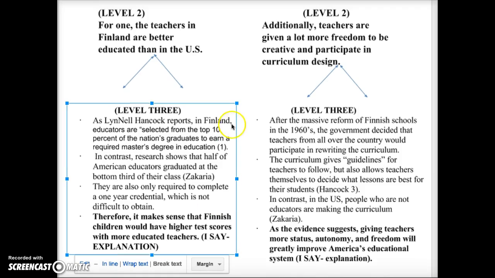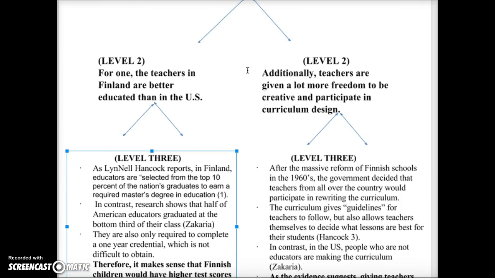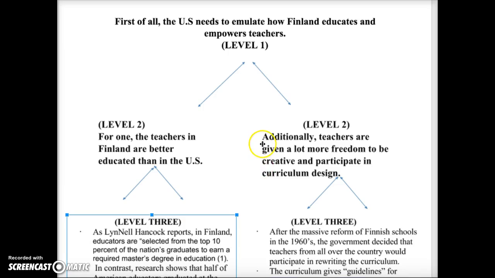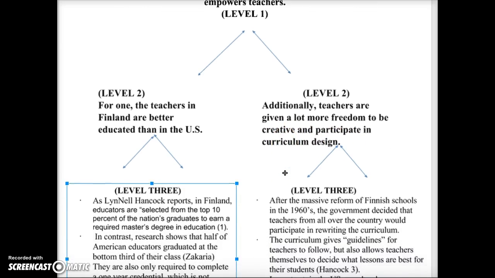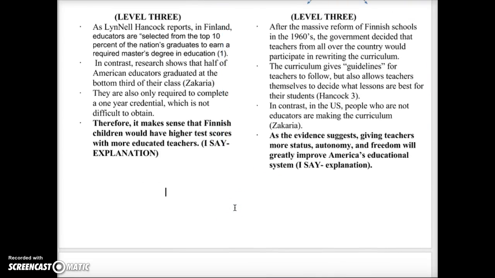And now for part 2, I'm still in the same body paragraph, but I'm going to add a new point, so back to level 2. Additionally, teachers are given a lot more freedom to be creative and participate in curriculum design. All right, so we're back to a more general idea here. Also, as this relates directly here to this level 1, to my topic sentence, how teachers are empowered. I'm getting more specific by saying that these teachers have freedom to be creative and design curriculum. Now I need to go deeper and give more specific evidence.